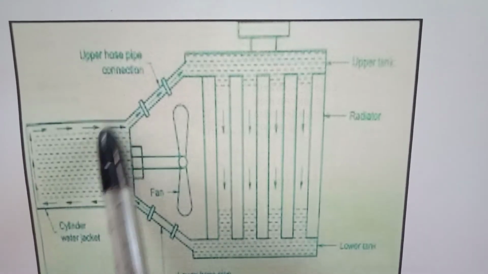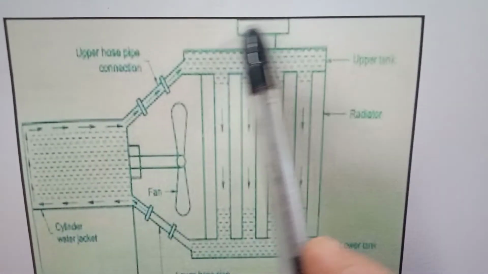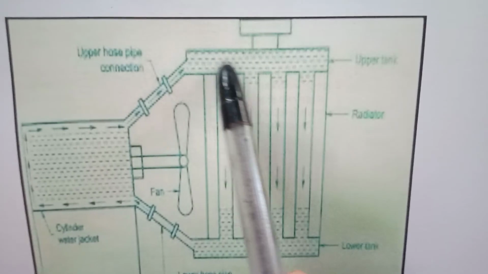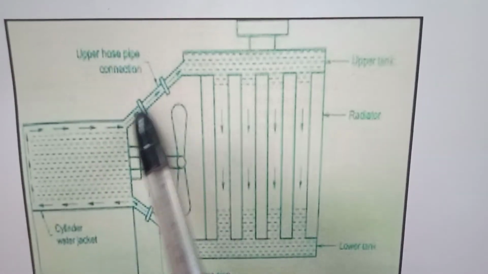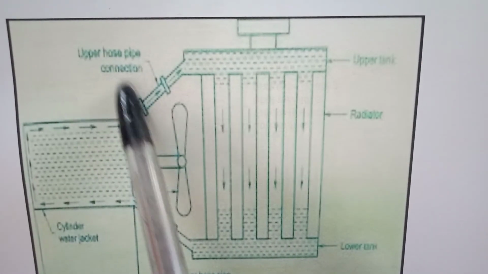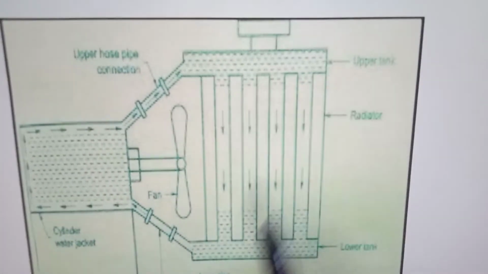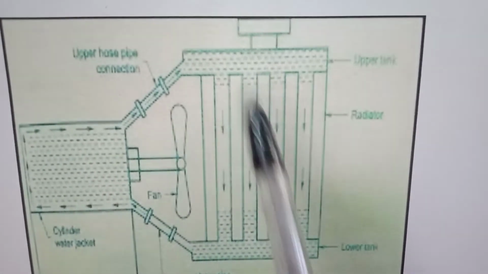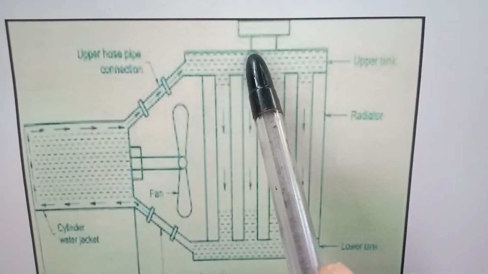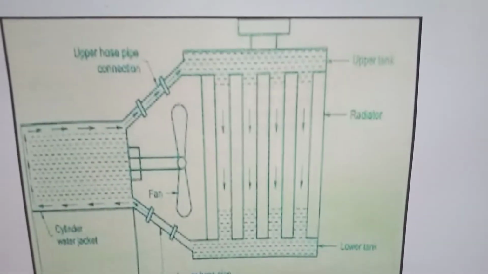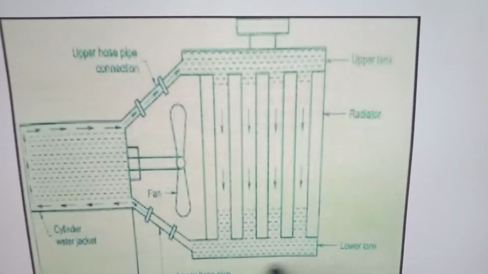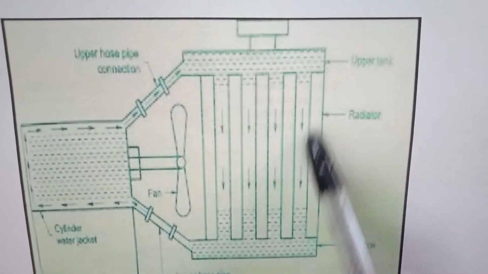There is only a heat exchanger or radiator, and this radiator has an upper hose pipe and a lower hose pipe. This is the upper tank and lower tank, and these are the radiator pipes. So this complete diagram shows the construction of the thermosiphon cooling system.